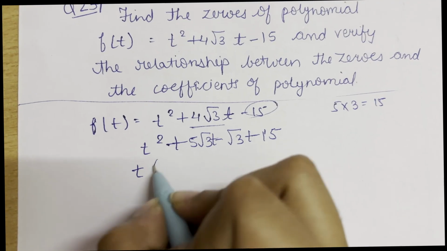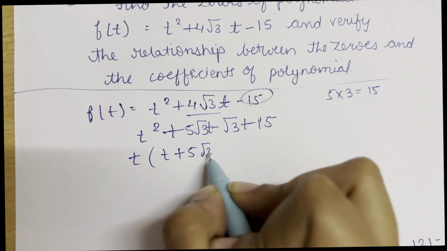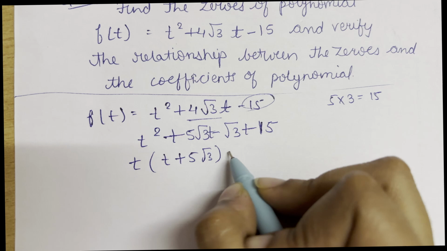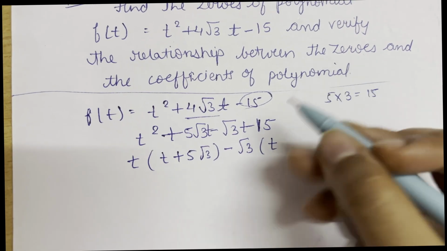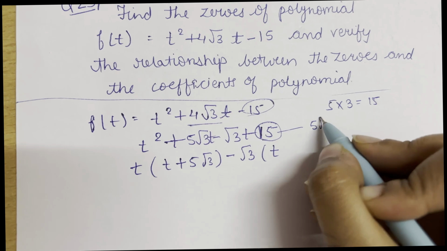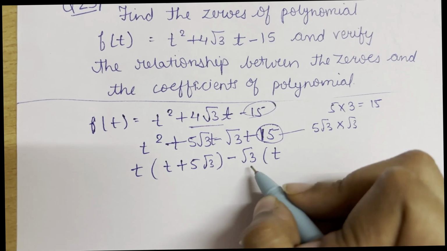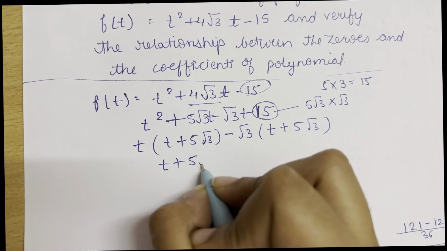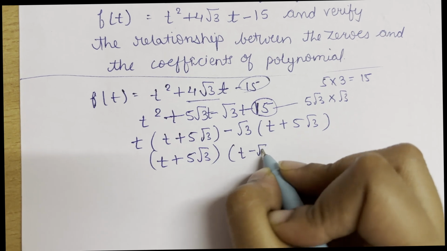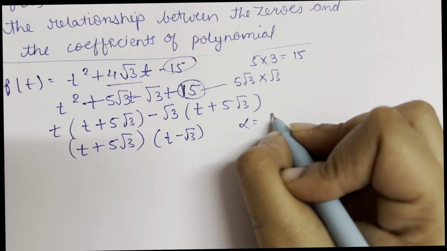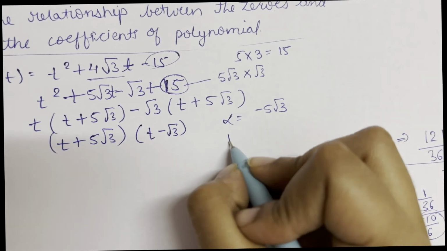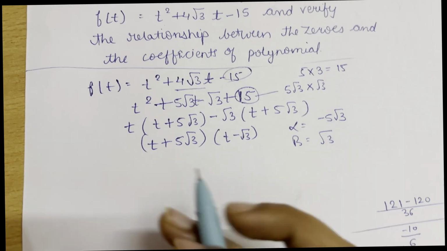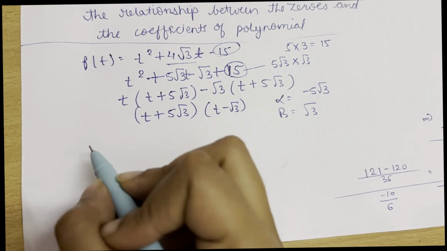On taking t common, we get t plus 5 root 3, and on taking root 3 common from the other part, we get t plus 5 root 3. Now the factors are t plus 5 root 3 and t minus root 3. So I assume alpha is minus 5 root 3 and beta is plus root 3. Now we'll verify the relationship with the actual sum and product.